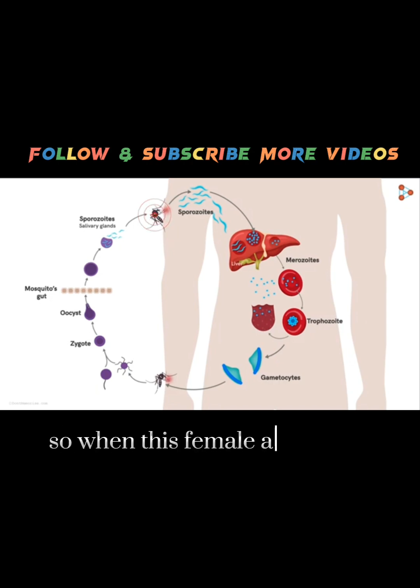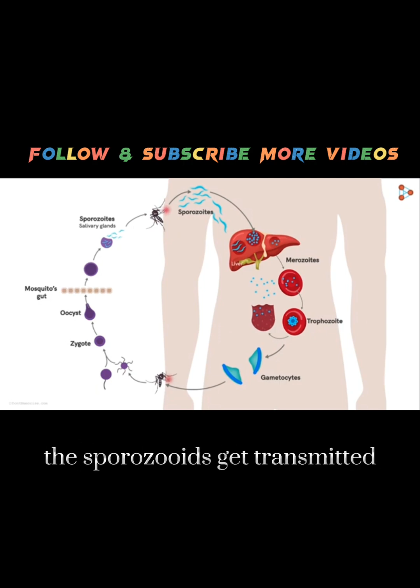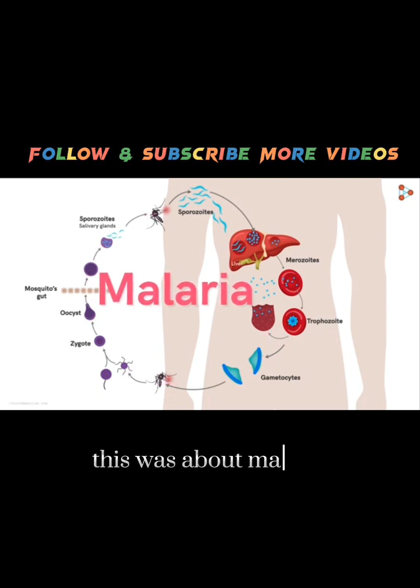So when this female Anopheles mosquito bites a healthy person, the sporozoites get transmitted, thus repeating the complete cycle and causing the infection. This was about malaria.